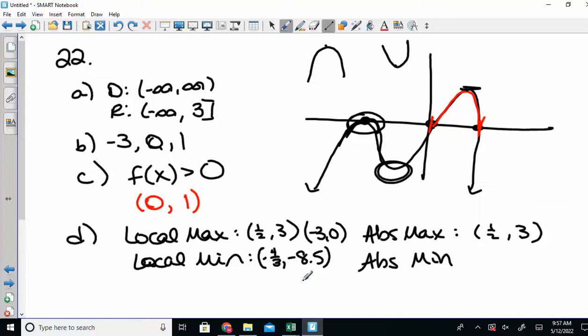Okay, so absolute max is the highest on the whole thing. Local max is if it's higher than another point, and then local min is if it's lower than another point. Do we have an absolute min on this graph? A point that's lower than everything else? No, because the ends keep going down. All right. Is that good?